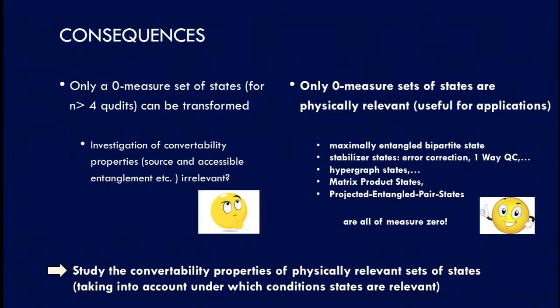Okay, so now having obtained that the MES is a full measure, is it really useful, or does it have any meaning to investigate now the convertibility properties of states? So as I know that only a zero measure set of states can be transformed into something else, does it really make sense to look at these transformations?